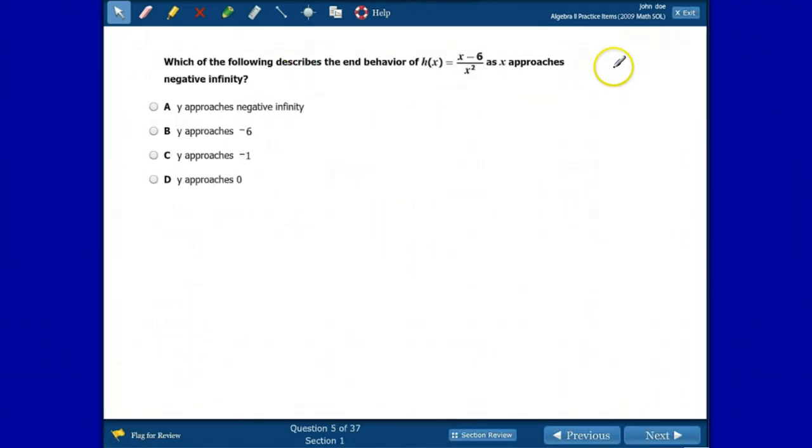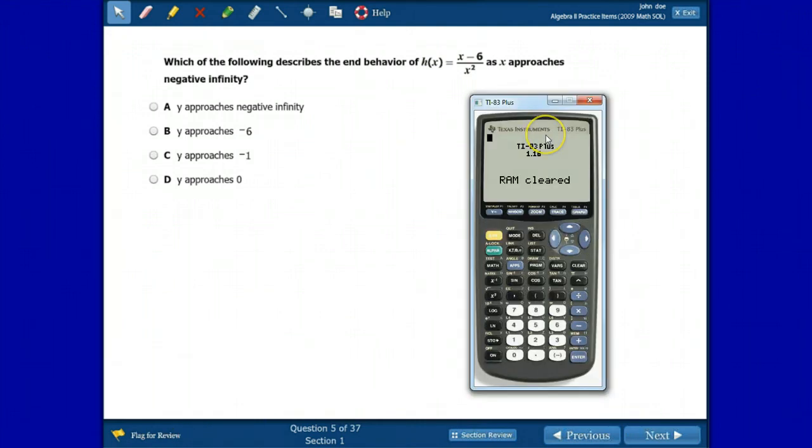All right, so which of the following describes the end behaviors? We're going to put that in the calculator. I have to reboot my calculator because I'm using this debugger calculator, and it's kind of quirky. So let me reset that, and then we'll do this one. Hold on a second. Okay, so we're going to put this in the calculator and look at it. Again, make sure you put parentheses around your stuff, otherwise the calculator will give you a different graph.